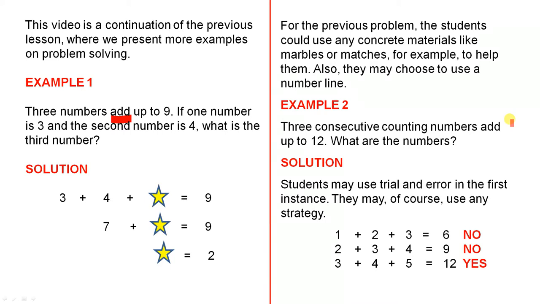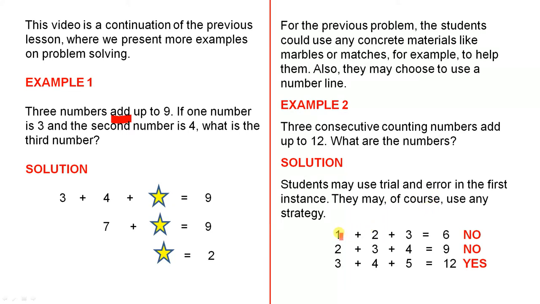Example 2. 3 consecutive counting numbers add up to 12. What are the numbers? Now please spend a little bit of time explaining to students what the word consecutive means, so they know what type of numbers we're using. They are obviously counting numbers, and just remind them what they are, but they need to understand what the word consecutive means. So for the solution, students may use trial and error in the first instance. They may, of course, use any strategy.